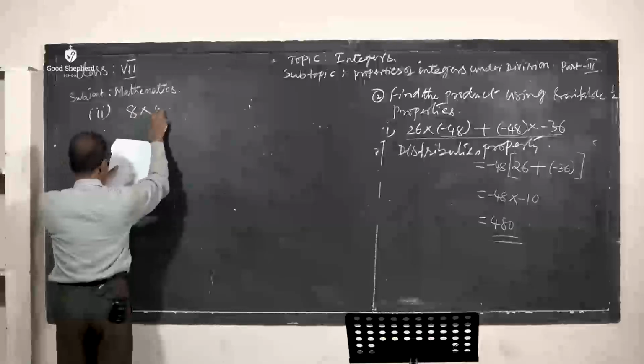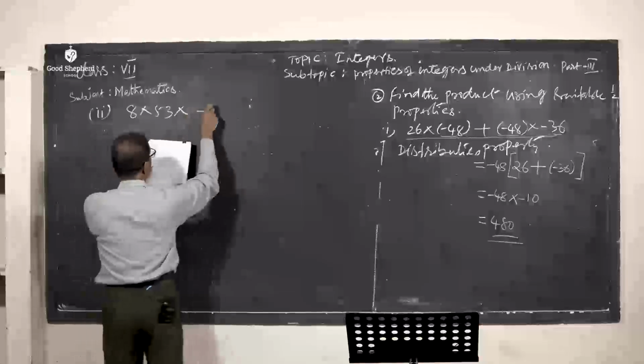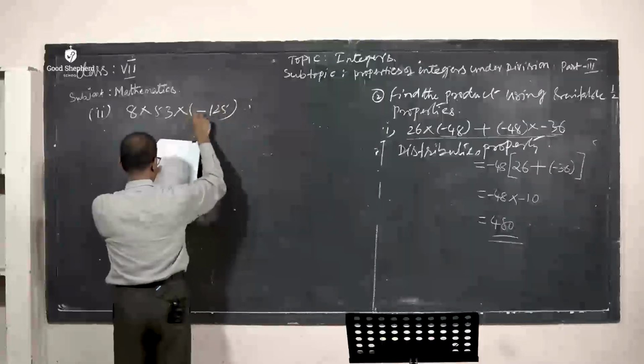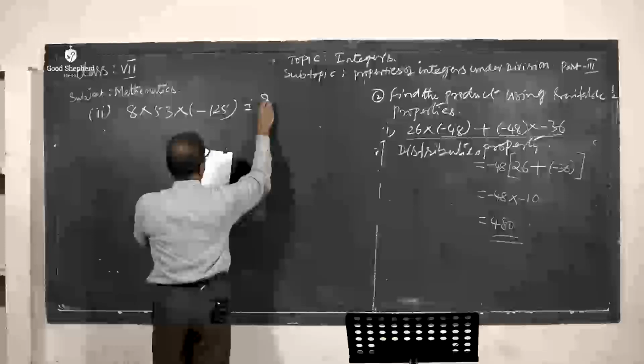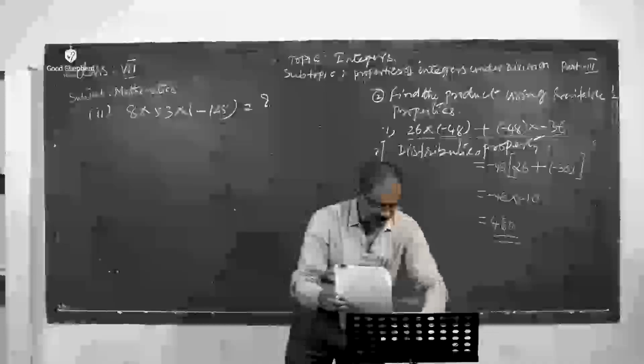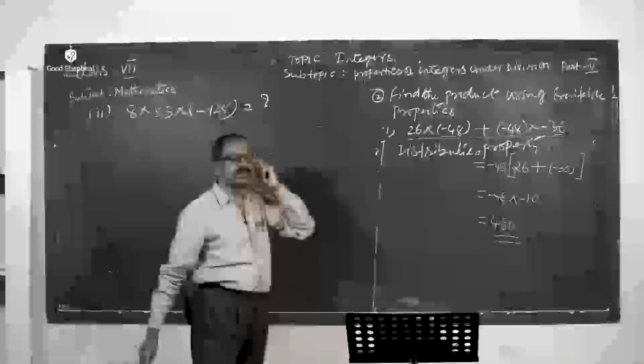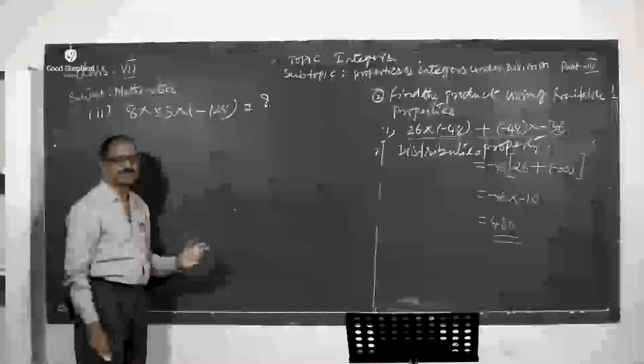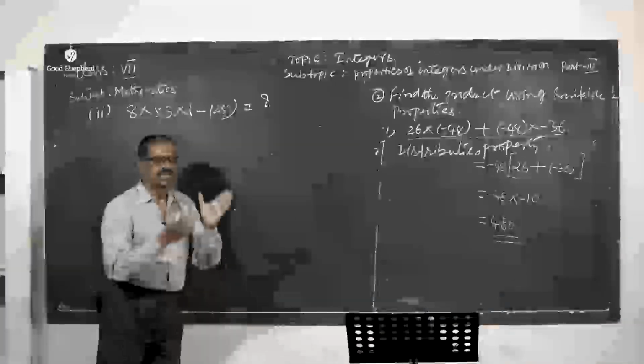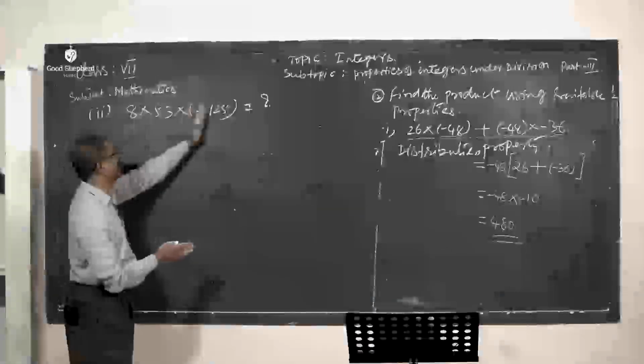8 into 53 into minus 125. So what value is this asking? How to make the product by using a simple property. Now, it's nothing but the closure property. Simply multiply left to right side.